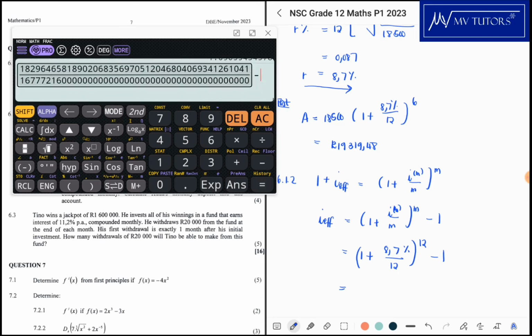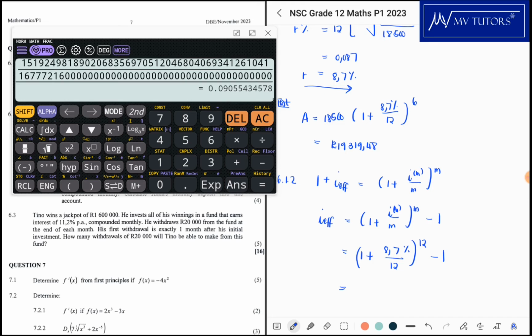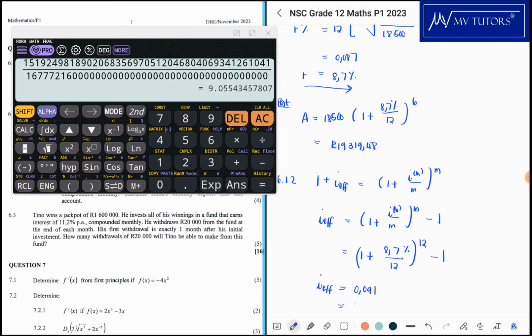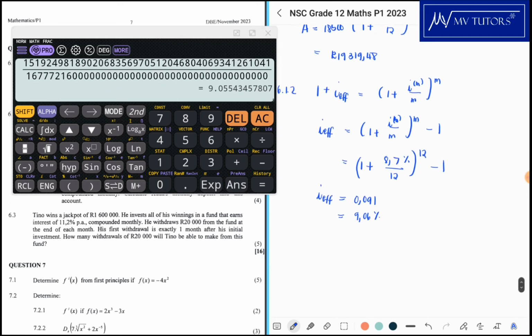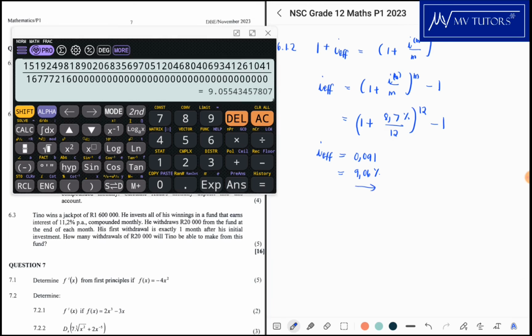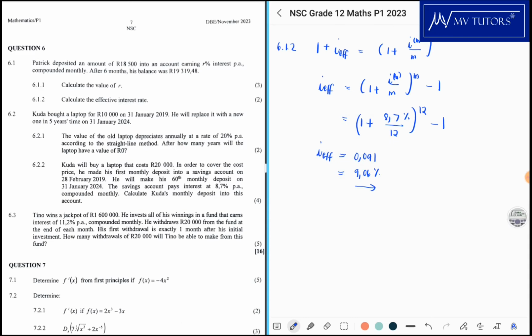Oh, minus 1. All right, so now we get the effective interest rate to be 0,091. Or if we multiply by 100, we get 9,06%. Okay. I need to change the settings in this calculator. All right, so that's 6.1.